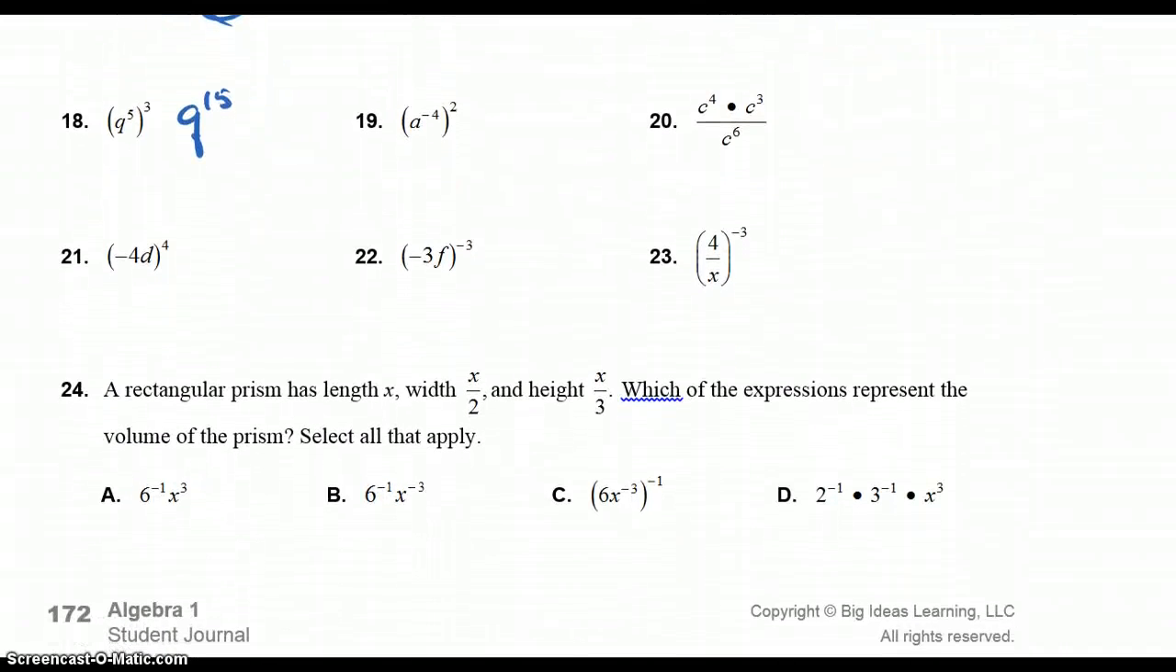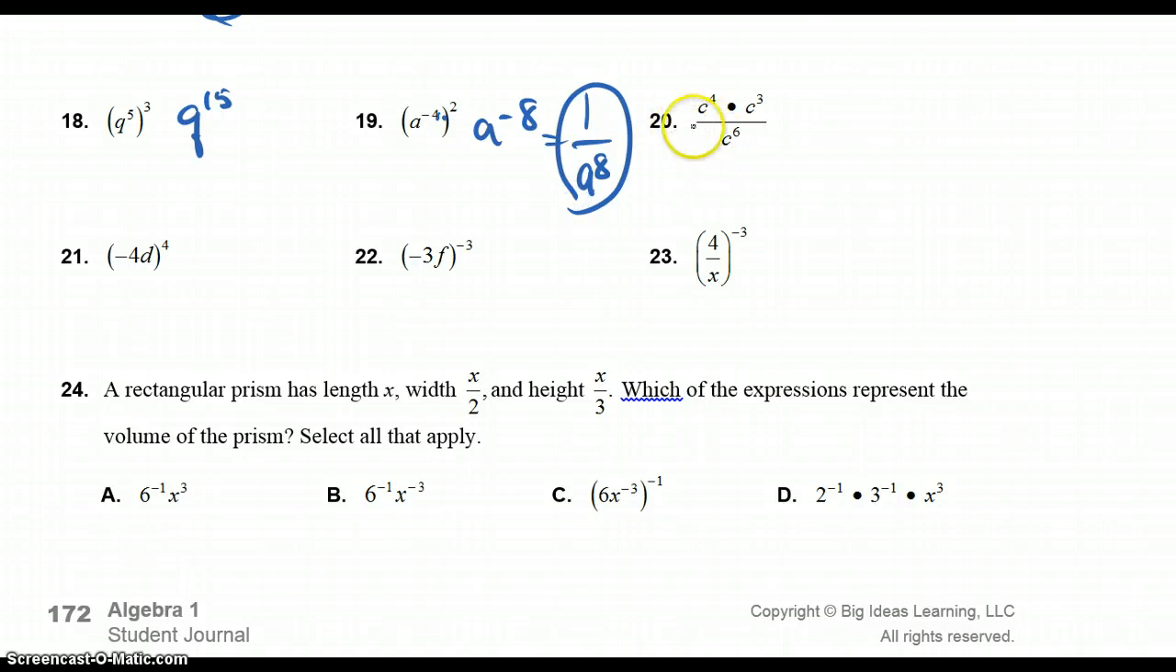rules apply. So when we look at number 19, a to the negative fourth to the second, power to a power, you multiply. Sometimes you put a dot there, so it becomes a to the negative eighth. Well, the directions said I had to use positive exponents, so it's 1 over a to the 8th power.